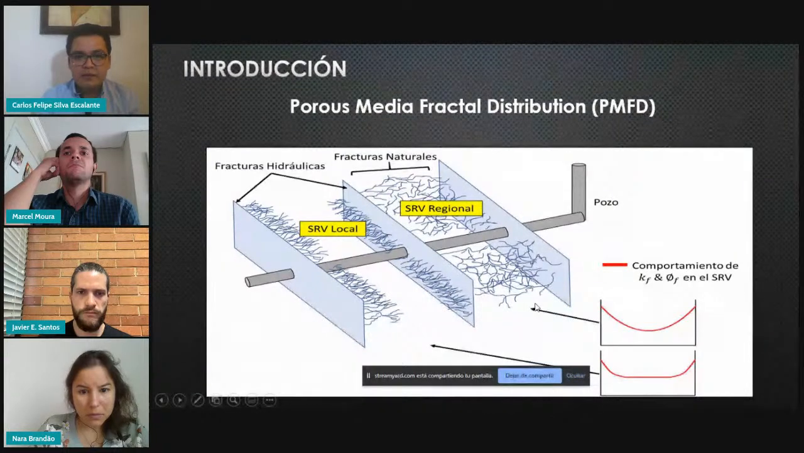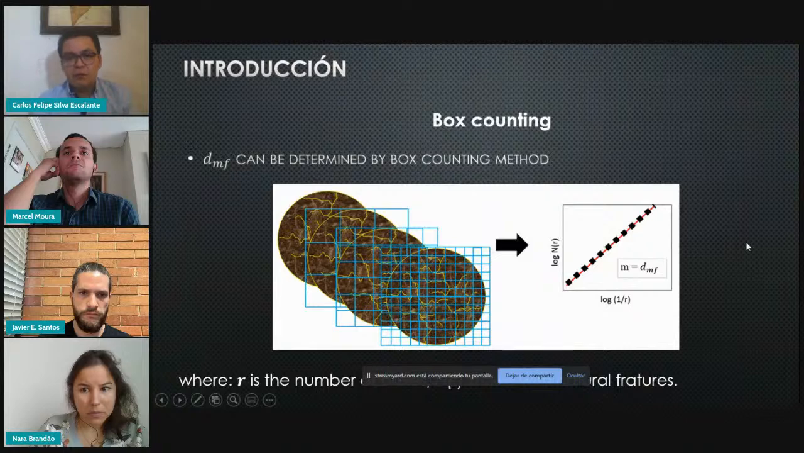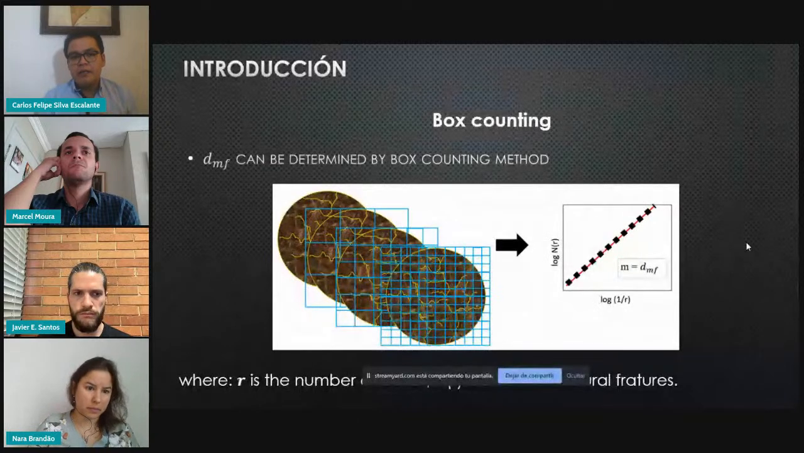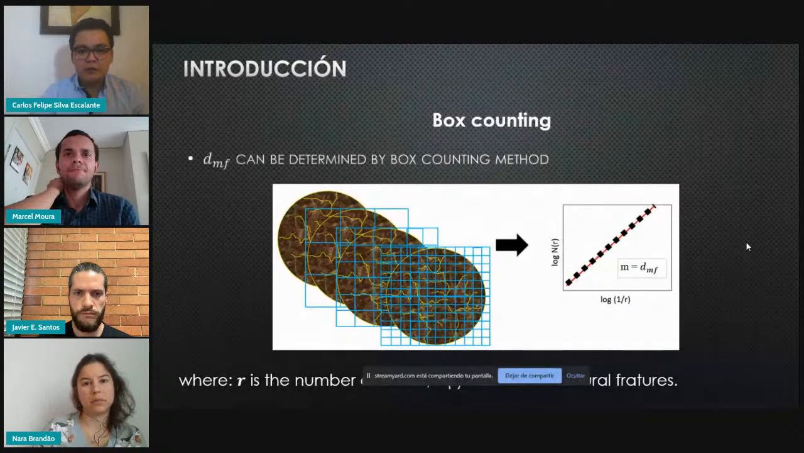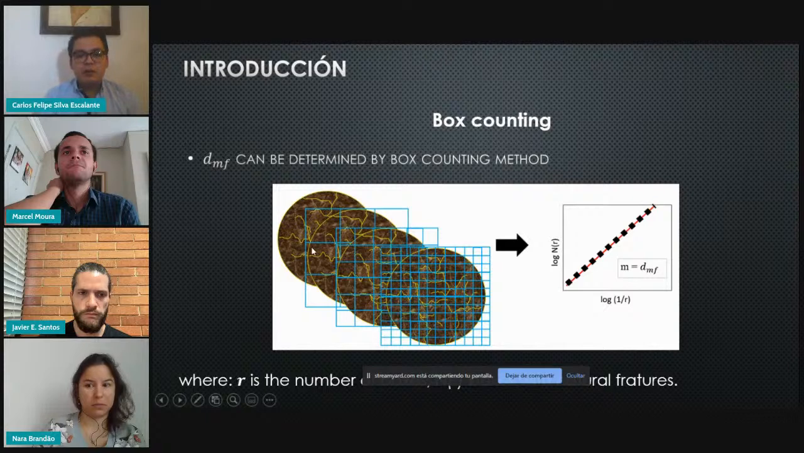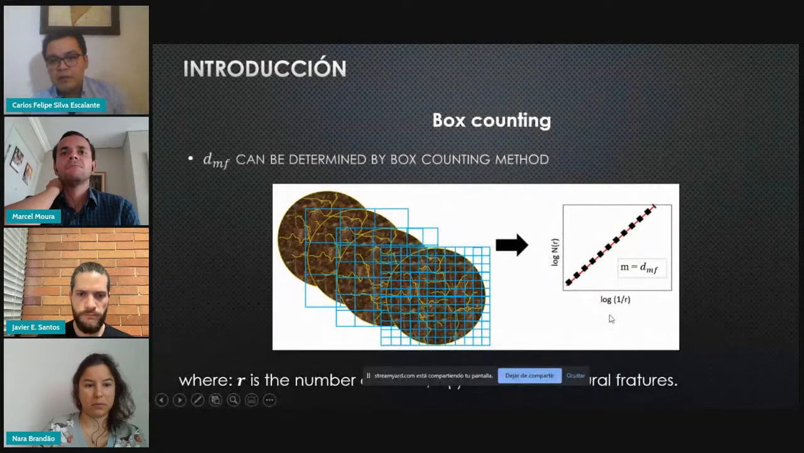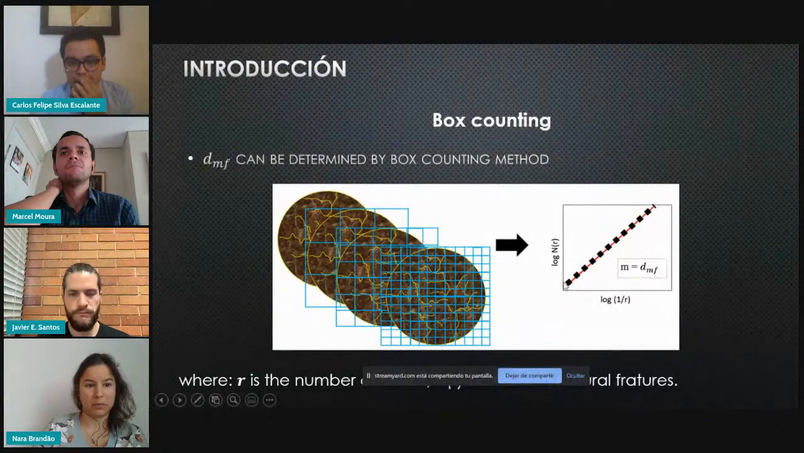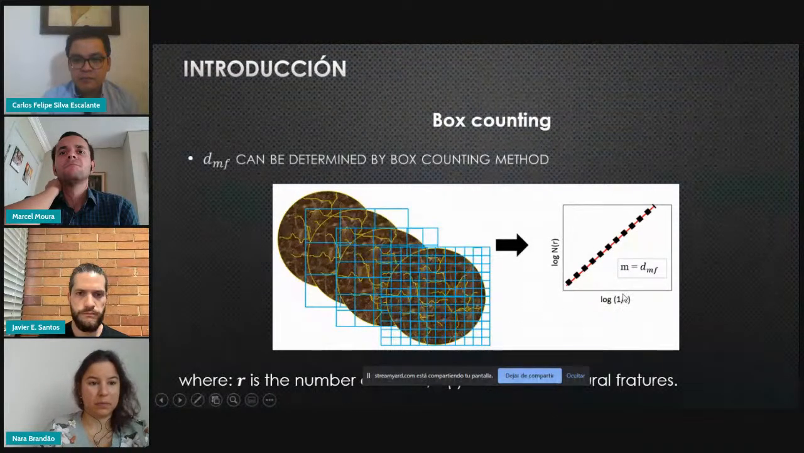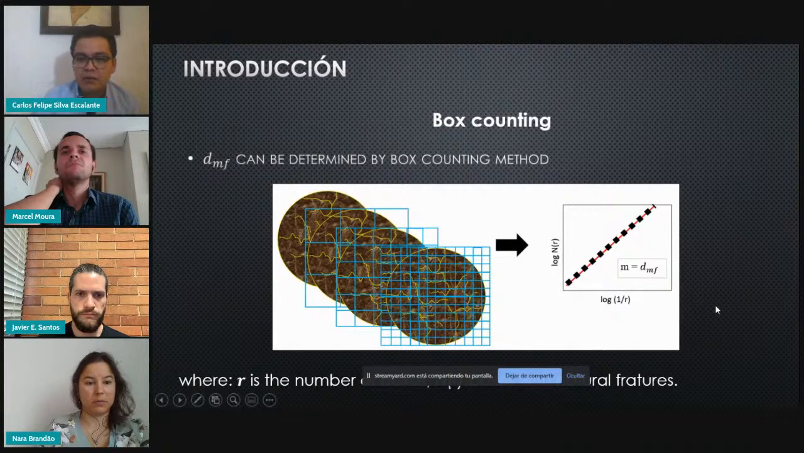And with this, thanks to the box counting method, it's just one method, I think there are three, to approximate the fractal dimension in the reservoir. This method puts a grid over the core face, increasing the number of boxes, and we count the number of boxes with natural fractures, and we plot it this way. The slope is the same as the fractal dimension. R is the number of boxes, and a function of R is the number of natural fractures.